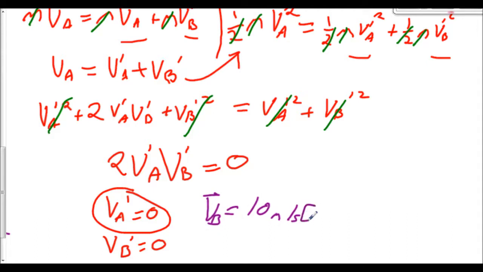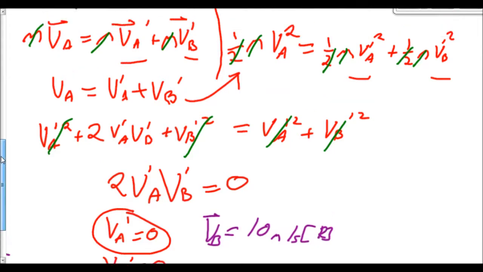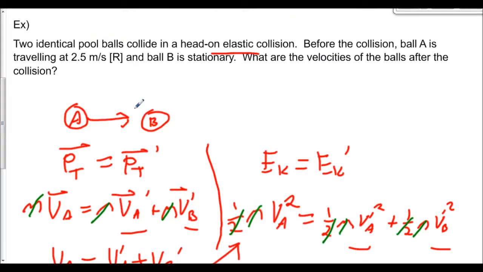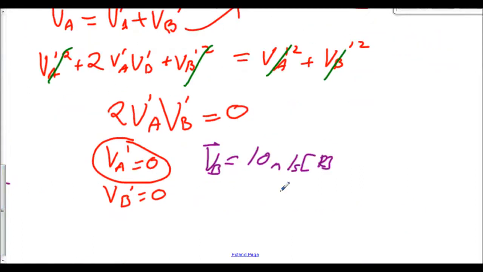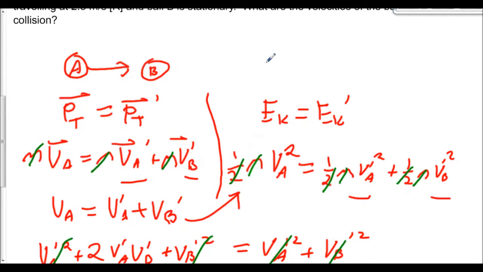So at first glance, again, this looks kind of strange. What this means is these balls have almost traded velocities. So A started at 10 meters per second. Oh, I don't know where 10 came from. Pardon me, not 10 meters per second, 2.5. So ball A started at 2.5 meters per second, and ball B was at rest. And then afterwards, ball A is at rest, and ball B will be traveling off at 2.5 meters per second to the right. So it's almost like these balls have traded momenta. The momentum of A has gone to B, and the momentum of B has gone to A.